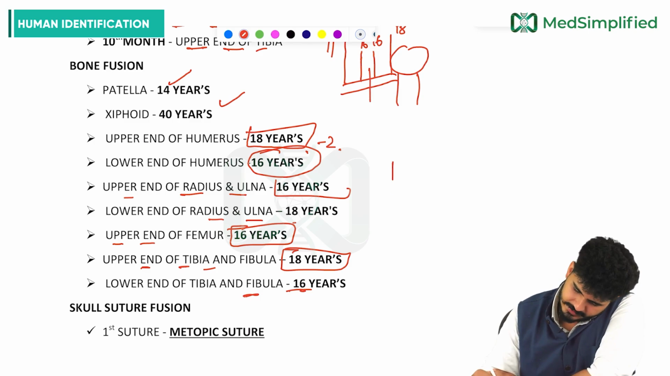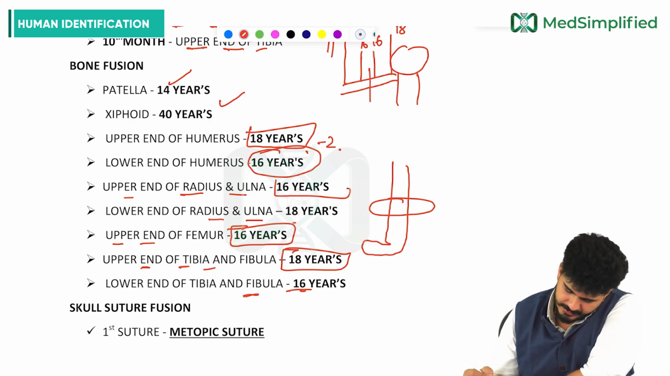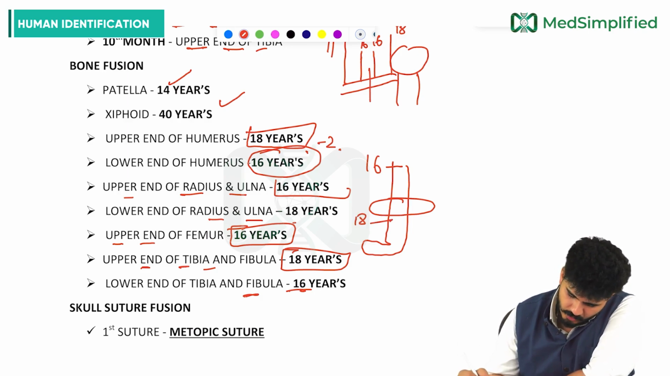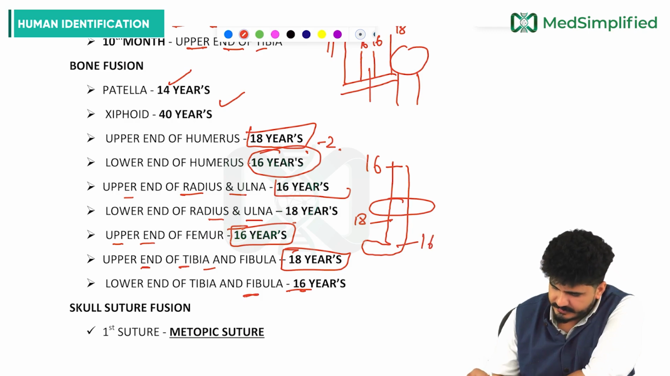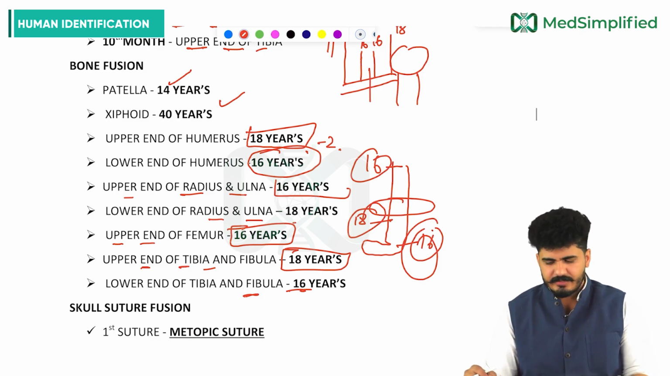So if I draw a leg like this, my dear friends, this is the knee. You will see upper end of femur 16, upper end of tibia and fibula 18, lower end of tibia and fibula 16. Again, it is 16, 18 and 16, my dear friends.